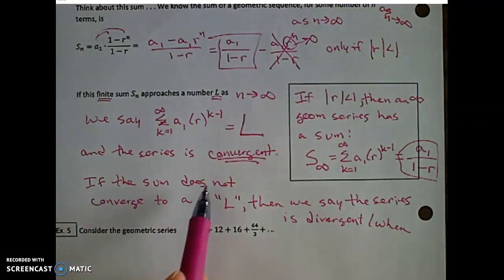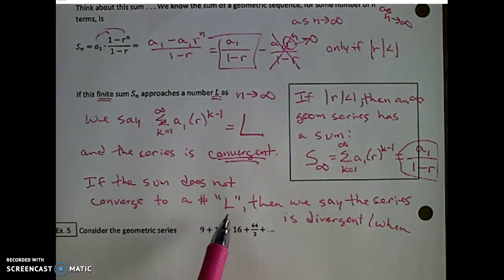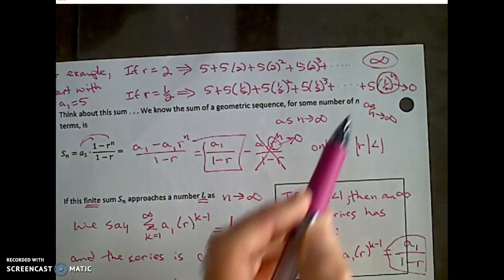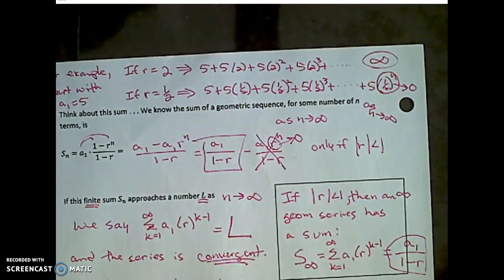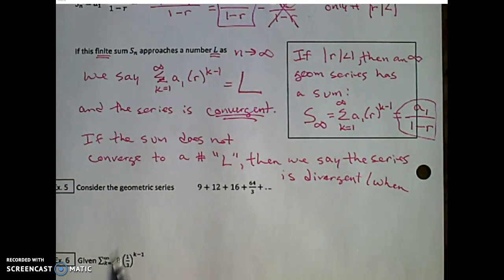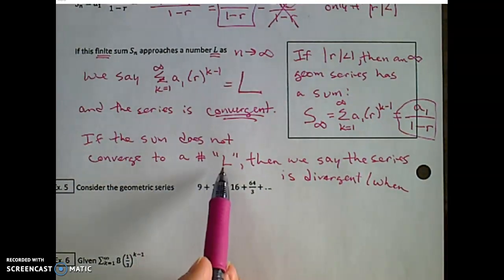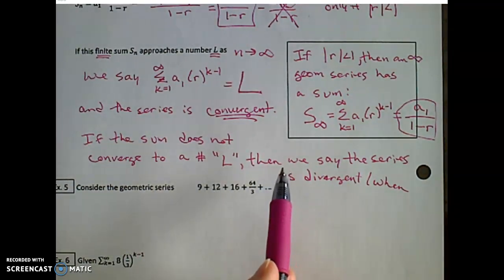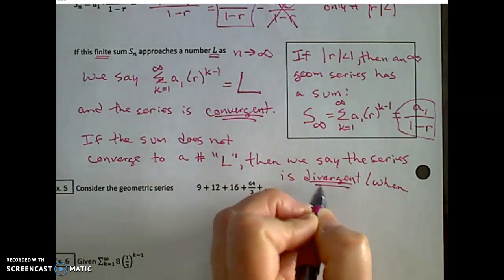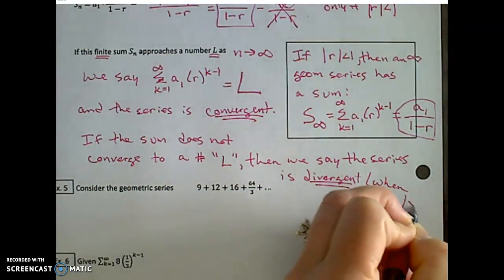And if the sum does not converge to a number L, it just keeps growing and growing and growing, or shrinking and shrinking and shrinking, then we say the series is divergent. And this happens when the ratio is greater than 1.